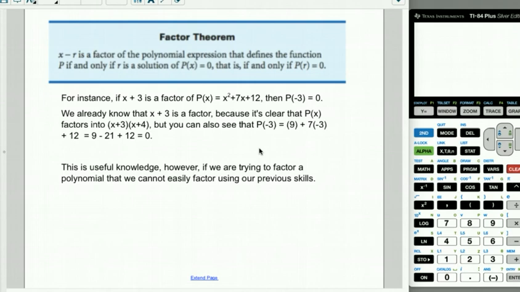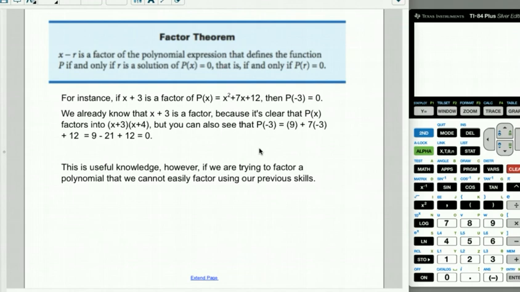Okay, so the factor theorem says x minus r is a factor of the polynomial expression that defines the function p if and only if r is a solution of p of x equals 0. That is, if and only if p of r equals 0. So for instance, if x plus 3 is a factor of p of x equals x squared plus 7x plus 12, then p of negative 3 should be 0. Now we already know that x plus 3 is a factor of that particular polynomial because you should be able to factor that quickly into x plus 3 times x plus 4.